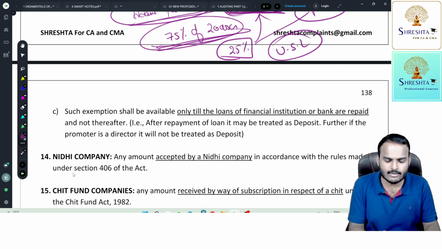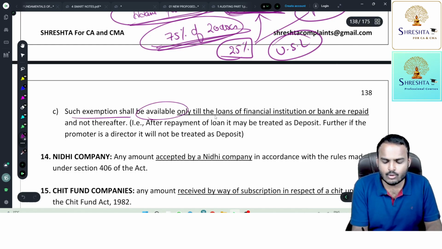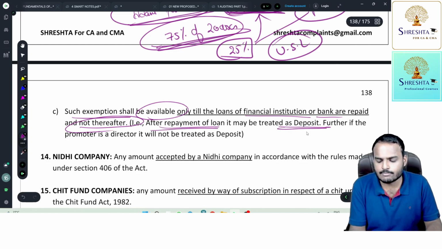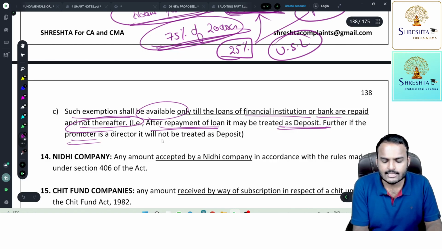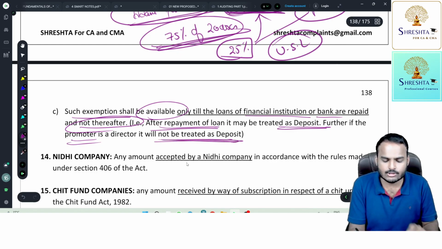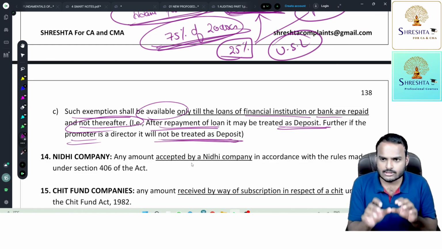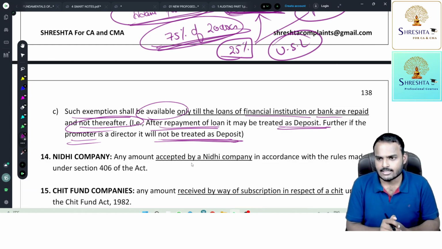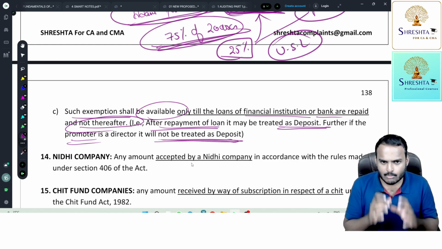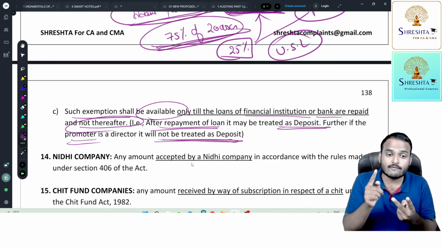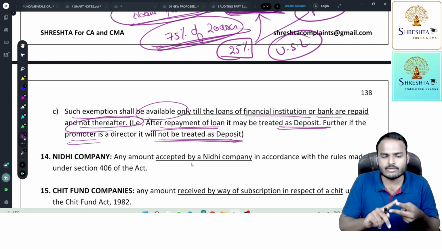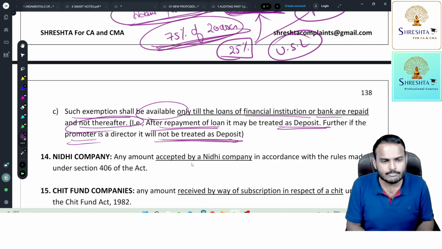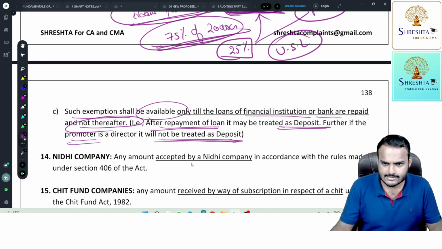Let me read C point. Such exemption shall be available only till the loans of financial institution or banks are repaid and not thereafter. After repayment of loan, it may be treated as a deposit. Further, if promoter is a director, it will not be treated as deposit. We discussed this point earlier. So this is purely about non-director and who comes under the promoter category. So if you receive money from the promoter in the form of unsecured loan because of stipulation kept by bank, it is not treated as deposit until you repay such loans to the bankers.